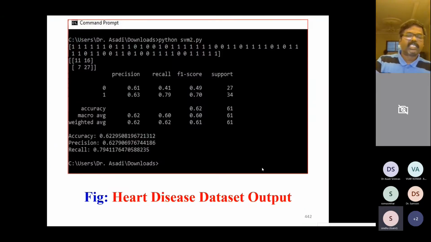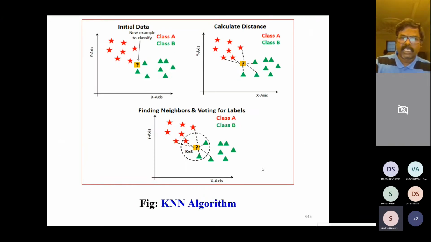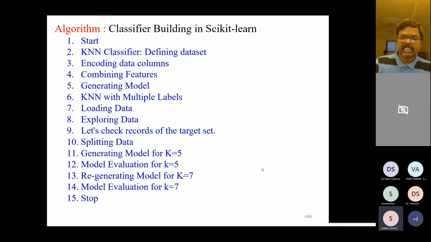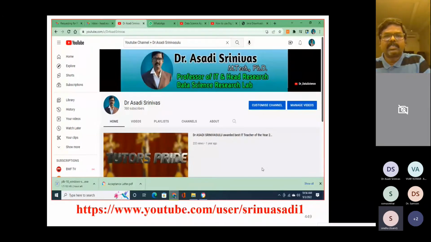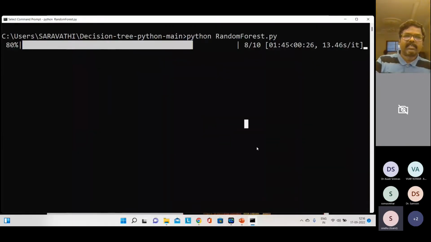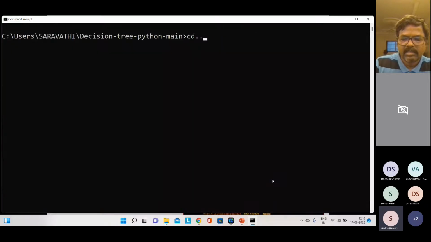And I'm using the K nearest neighbor algorithm, KNN. I got this result. So I'm going to demonstrate. Still it is running. Okay, I'm closing this one because it is taking time. Next, cd dot dot.